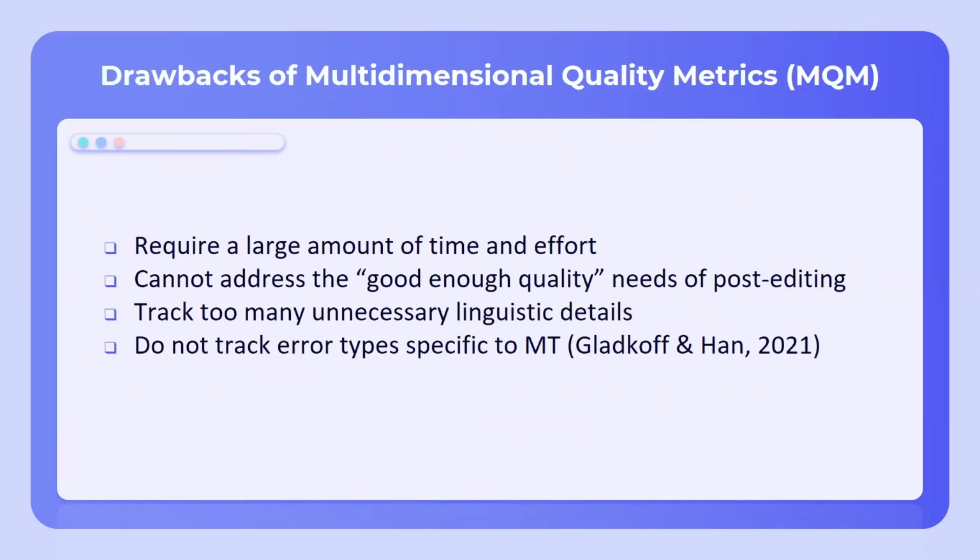As for the drawbacks of MQM, the first is that it requires a large amount of time and effort, and also cost, and it cannot address the good enough quality needs when it comes to post-editing. And it tracks too many unnecessary linguistic details. Also, it does not track error types that are specific to machine translation.